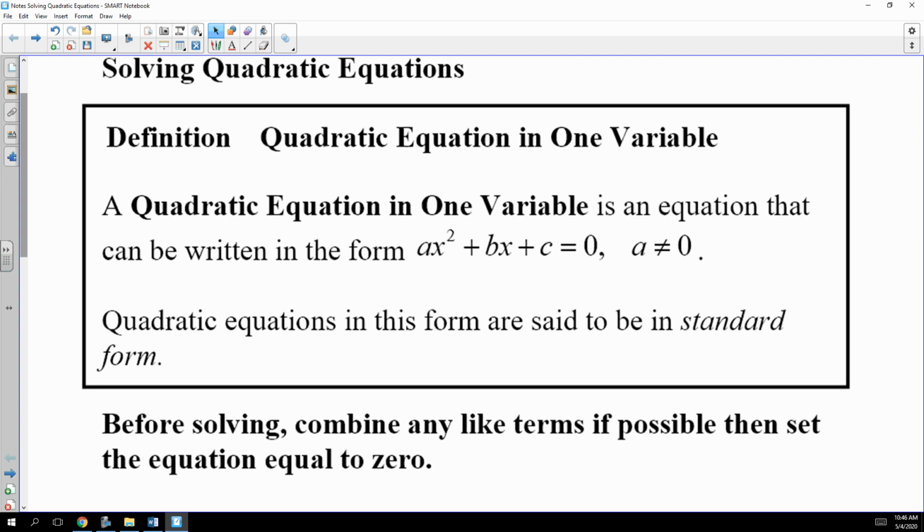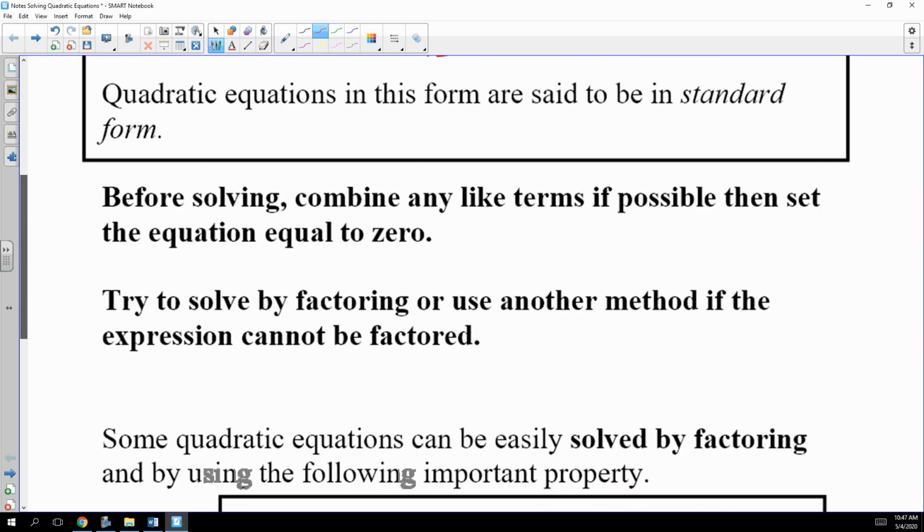So recall that the definition of a quadratic equation in one variable is an equation that can be written in the form ax squared plus bx plus c equals 0, where a cannot be equal to 0. If a were equal to 0, you would no longer have a quadratic equation. In general, you're looking for the variable x to be raised to the second power, at least as one term in your equation. That's what really makes it quadratic. And we call this the standard form of a quadratic equation.